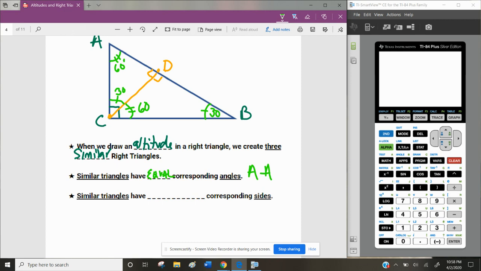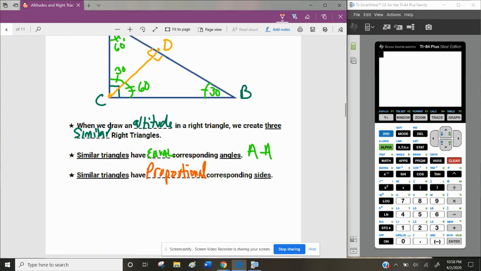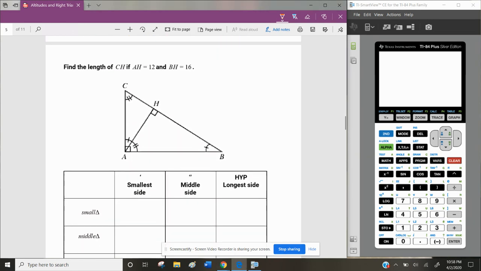And so if I want to use that information to find the length of a side, I also know that similar triangles have proportional corresponding sides. So I can set up a ratio of corresponding sides and use that to solve for one of them. All right, let's put this into practice here.